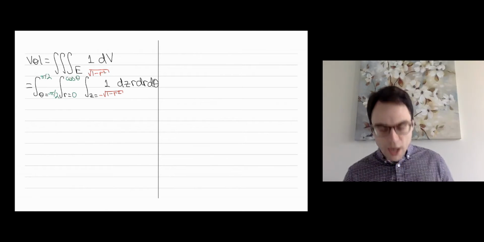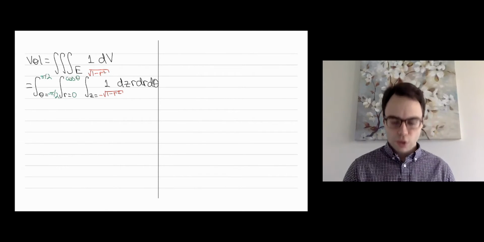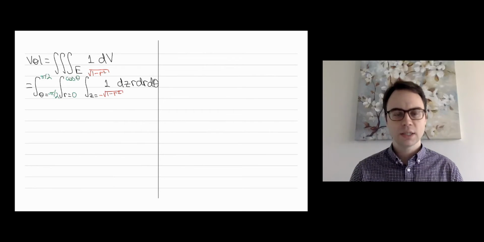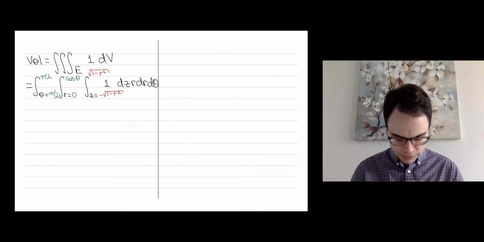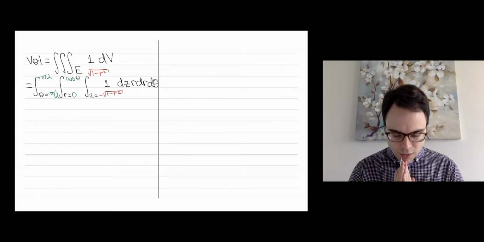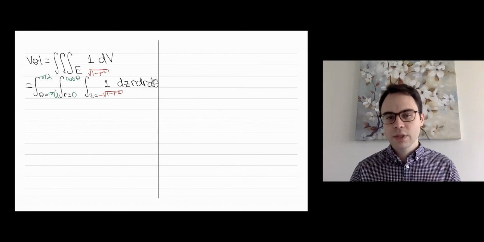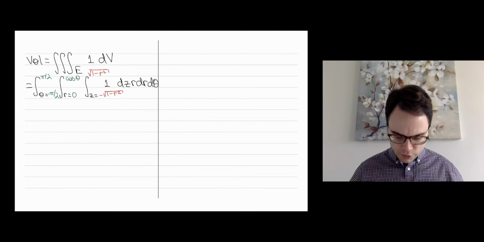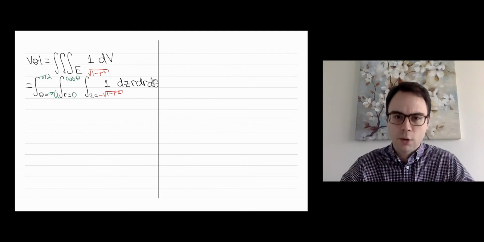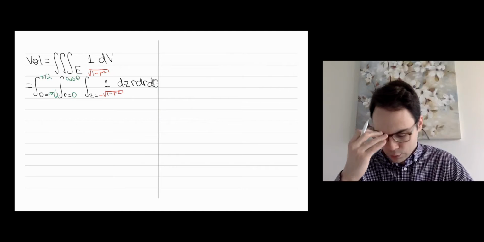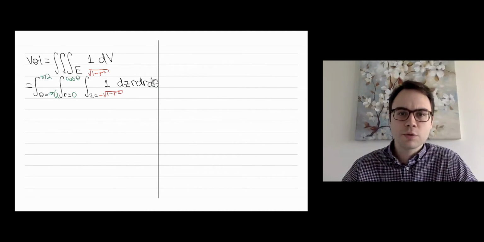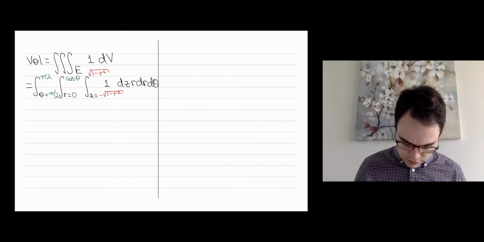Okay, now that we have all the bounds, we can move on and evaluate the integral. This integral is a little bit tricky to evaluate, so I figured that I would do this computation in front of you, with you, so we can review some useful integration techniques. So let's do it.